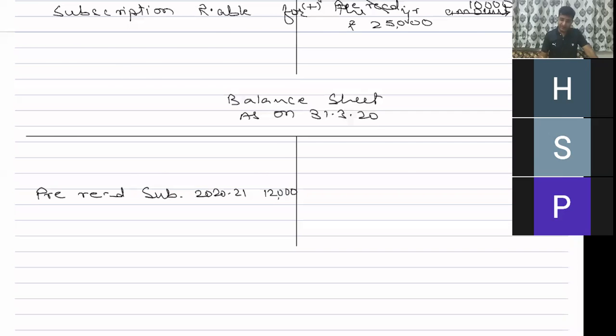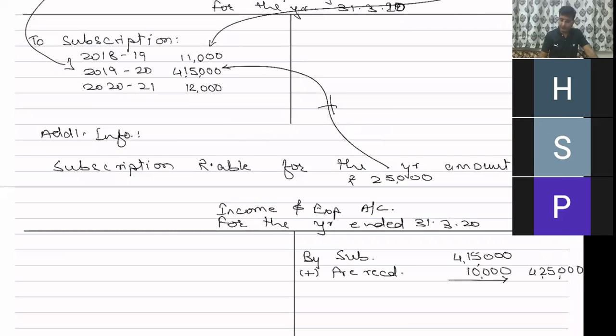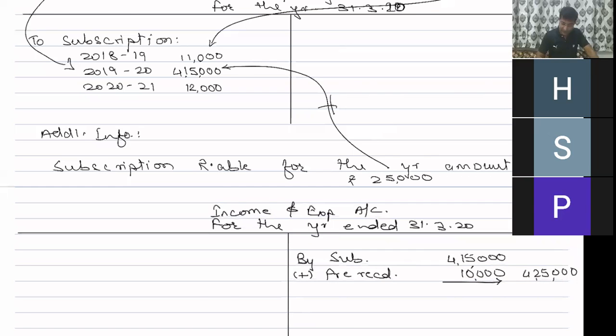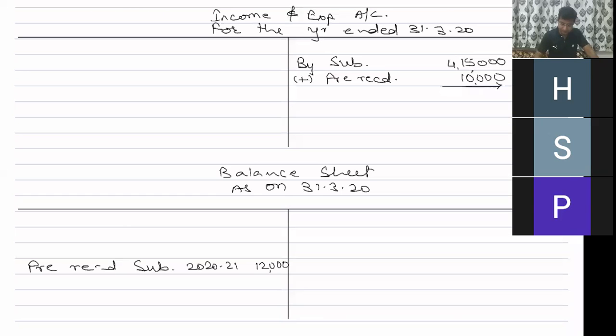So I'm having income and expenditure account. In that, I'll have what? Add receivable. How much? 25,000. So total to the outer amount column will be 4,50,000. Am I right?